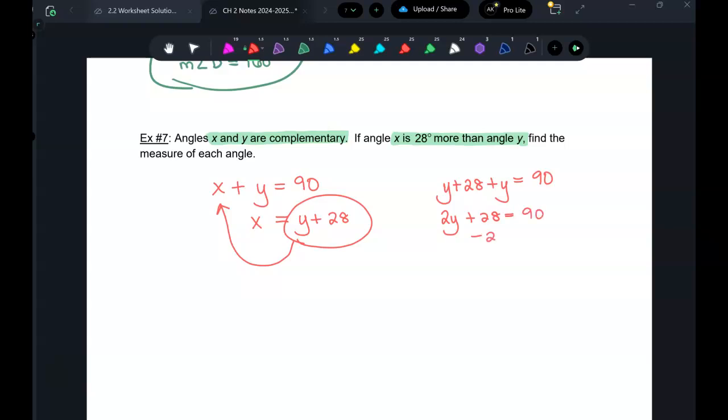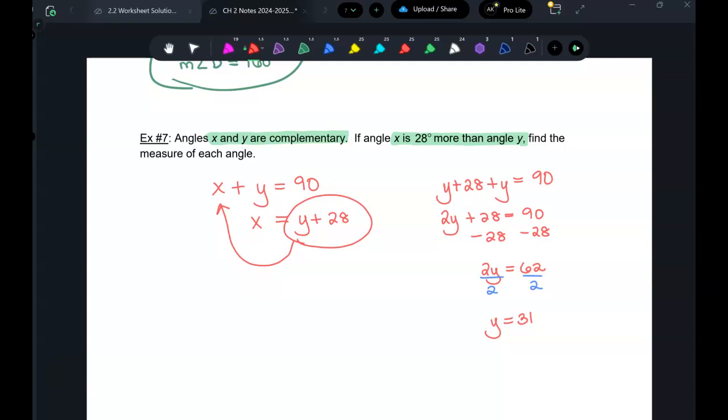Okay, so I'm going to subtract 28 from both sides. Careful. 62. I'm going to divide both sides by 2. 62 is even, so that should work out nicely. 31.